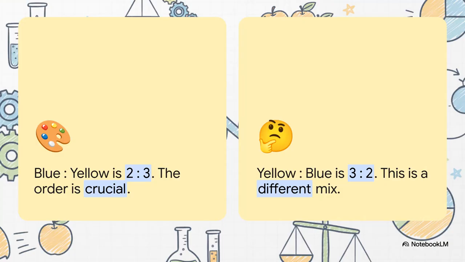And here is maybe the single most important rule you need to remember. With ratios, order is everything. I mean, 2 parts blue to 3 parts yellow gives you one specific shade of green. But if you flip that to 3 to 2, you're making a completely different color. The order tells the whole story.